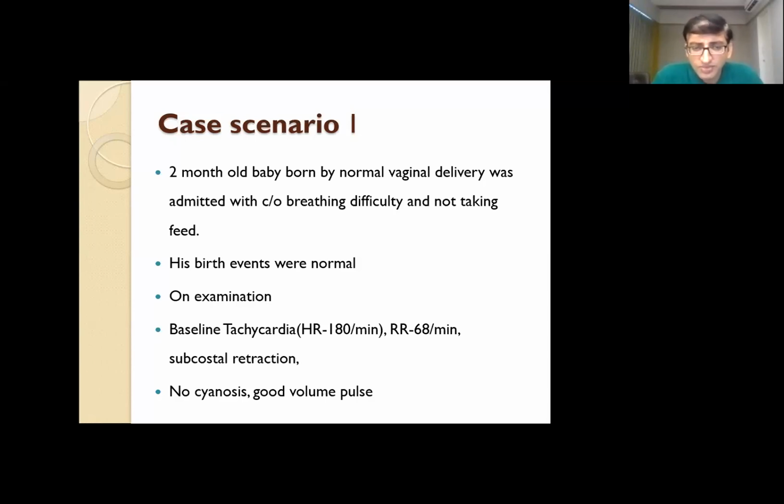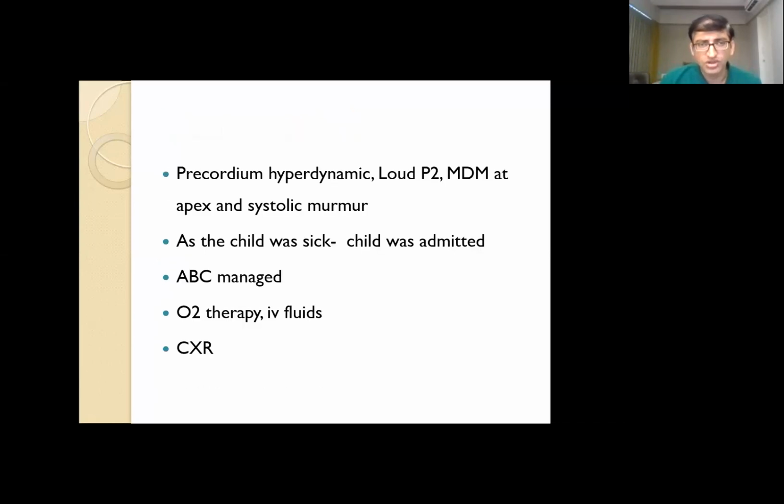Respiratory rate is 68 per minute, and there is subcostal retraction. There is no clinical cyanosis. The pulse volume is good. The precordium is hyperdynamic. Loud second sound P2. The mid diastolic murmur is there. A systolic murmur is also there. And the child was sick. So the child was admitted and the treatment was started.